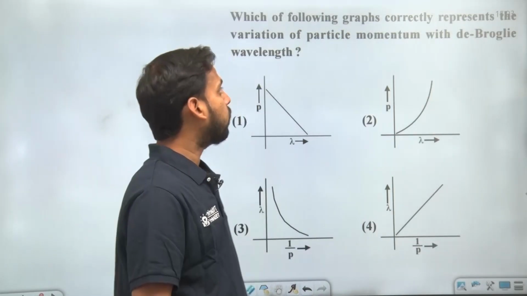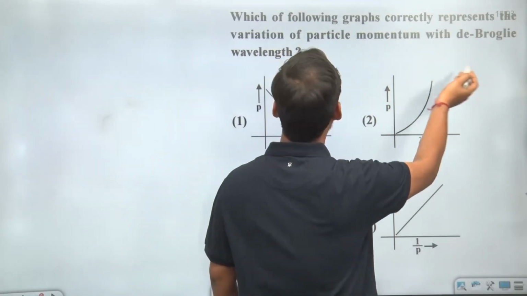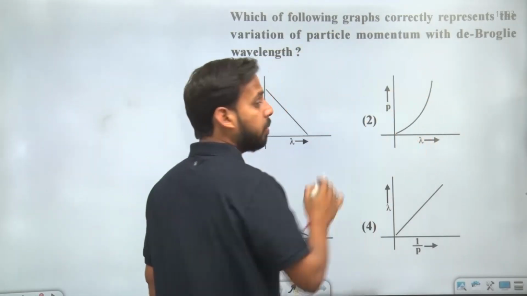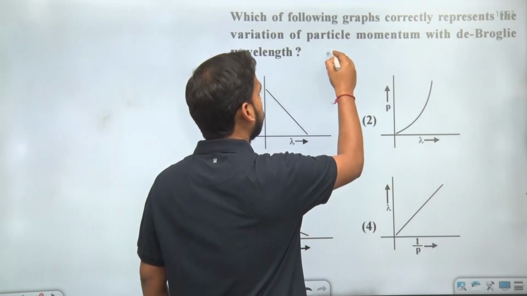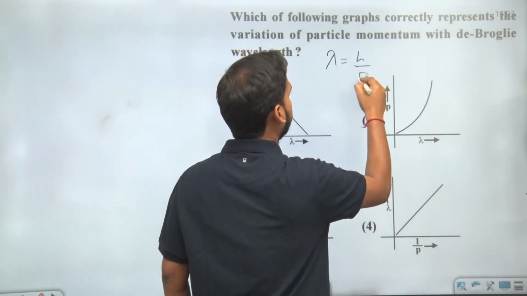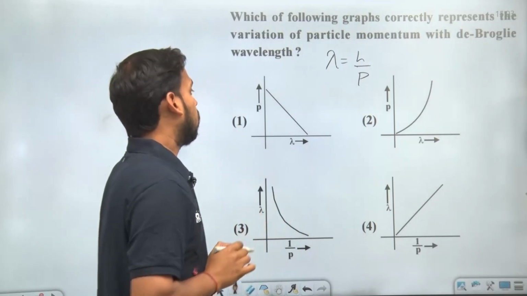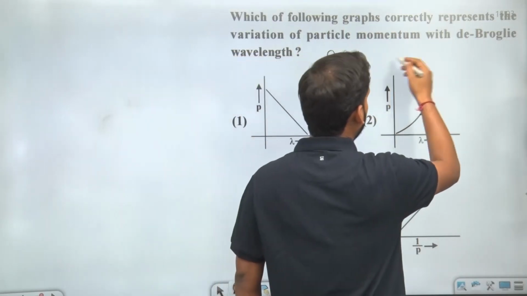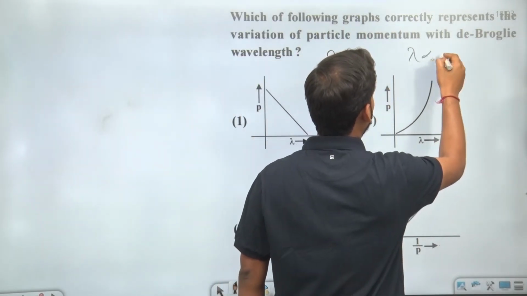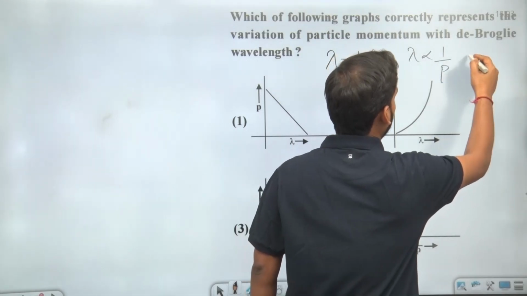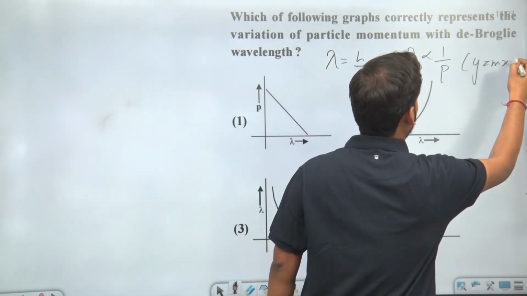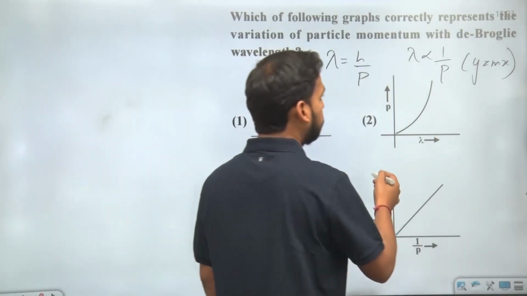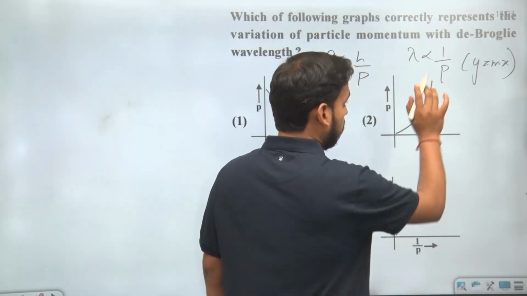Next question: which of the following graphs correctly represents the variation of particle momentum with de Broglie wavelength? The relation between the de Broglie wavelength and the particle momentum is lambda equals h upon p. Here h is constant, so it is of the form lambda is proportional to 1 upon p, that is, of the form y equals mx plus c. That is a straight line. So lambda and 1 upon p are related by a straight line with a zero constant value.